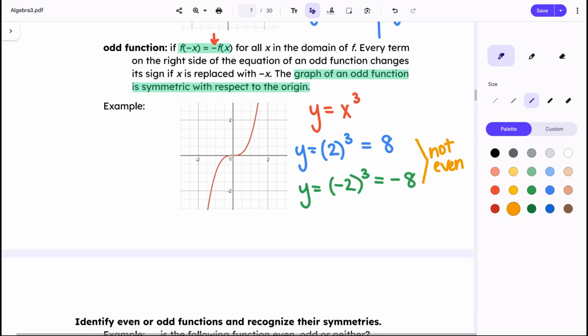If it's not even, there's a chance then that it would be odd. So then I'm going to think of it like this: y equals negative 2 to the third. Notice how I put the negative on the front, not in the parentheses. I'm checking to see if I make the whole equation negative, is that going to equal what we just got? So if I do 2 to the third, that's still 8, but now there's a negative out front, and so I get negative 8. Since these two things match, that's what tells me that it's odd.